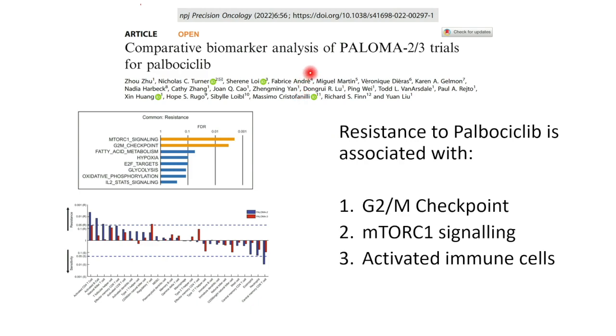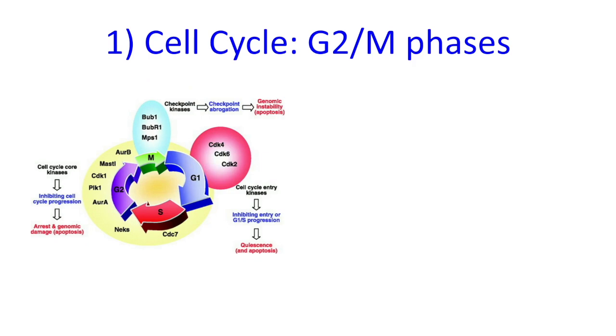the Paloma 2 and 3 trials were analyzed by gene expression, and in particular resistance to palbociclib was associated with G2M checkpoint, so the other part of the cell cycle, but also mTOR signaling and the activation of immune cells. So these were in the gene expression profiles. These were areas that were associated with resistance. And so which part of the cell cycle does that mean?